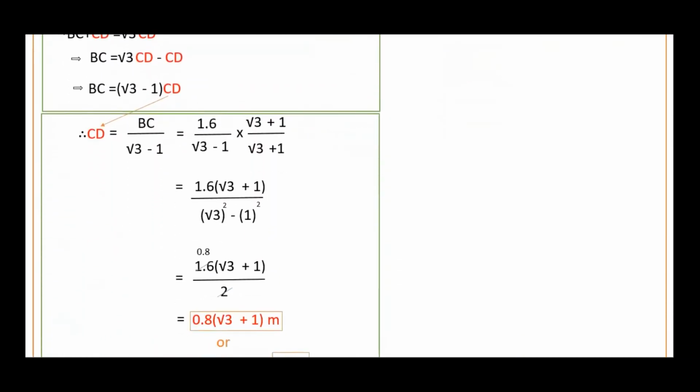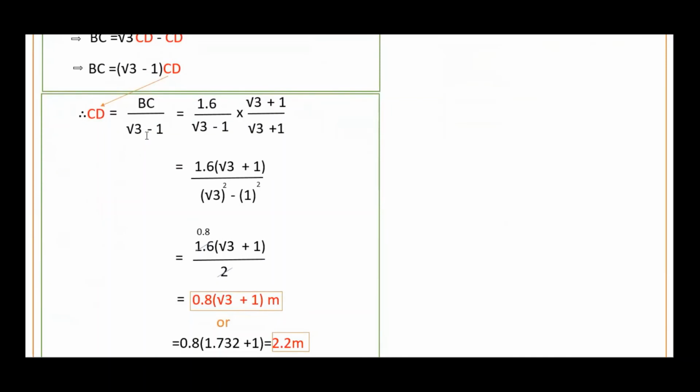Therefore, CD is equal to BC by root 3 minus 1, that is 1.6 by root 3 minus 1, into, if you rationalize the denominator, root 3 plus 1 by root 3 plus 1. That is equal to 1.6 into root 3 plus 1 by, here this is in the form of a minus b into a plus b, that is a square minus b square. So root 3 whole square minus 1 whole square, that is 3 minus 1, that is 2. The denominator is 2 and here 1.6. So 2 ones are 2, 0.8 twos are 1.6. Therefore, CD is equal to 0.8 into root 3 plus 1 meters.